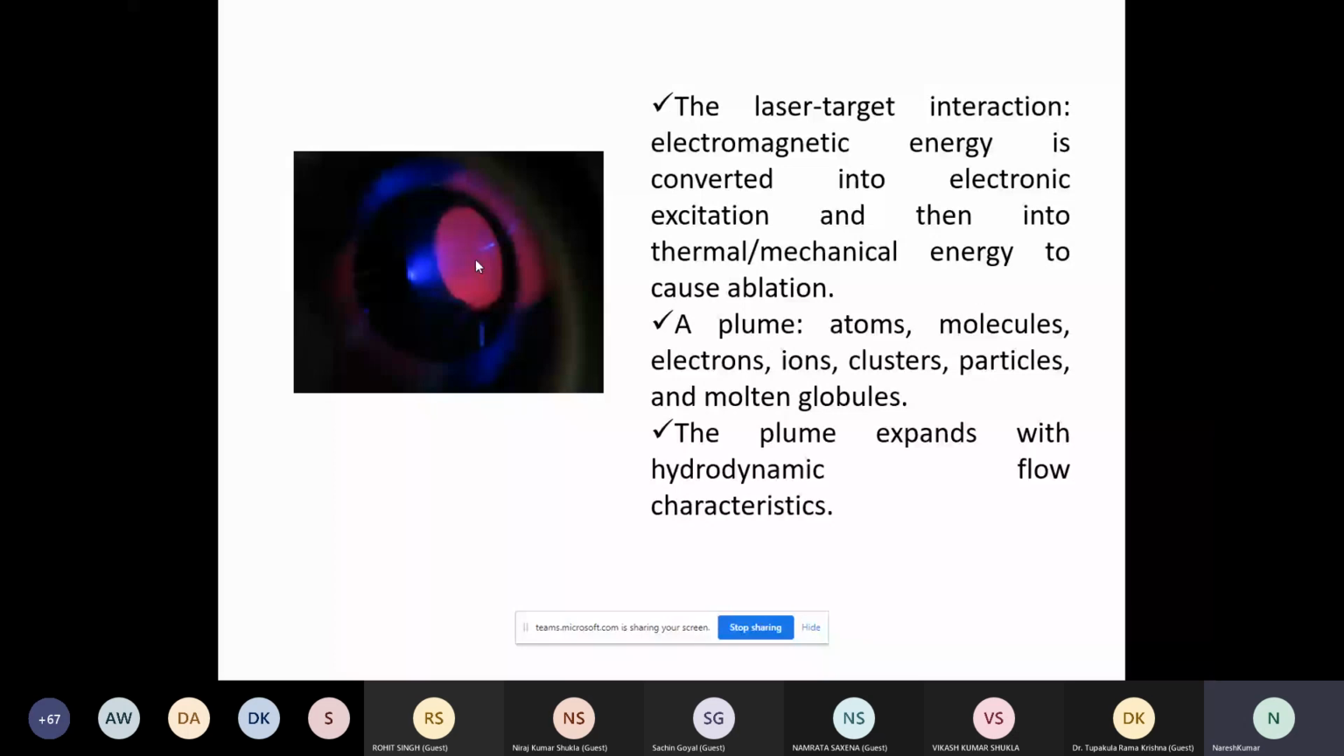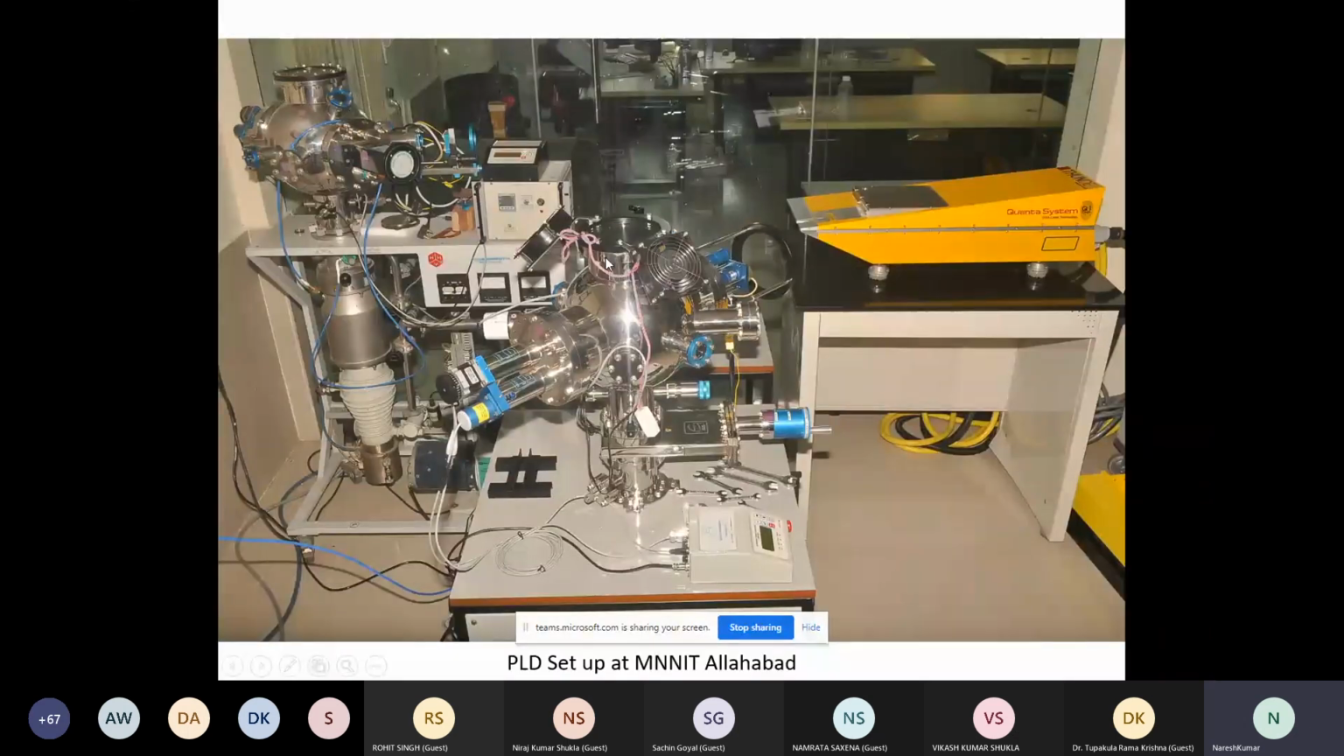That's a very beautiful picture I'm showing. We have a PLD setup at this institute. There is a high power laser, a Quanta System high power laser, and we have one chamber here.